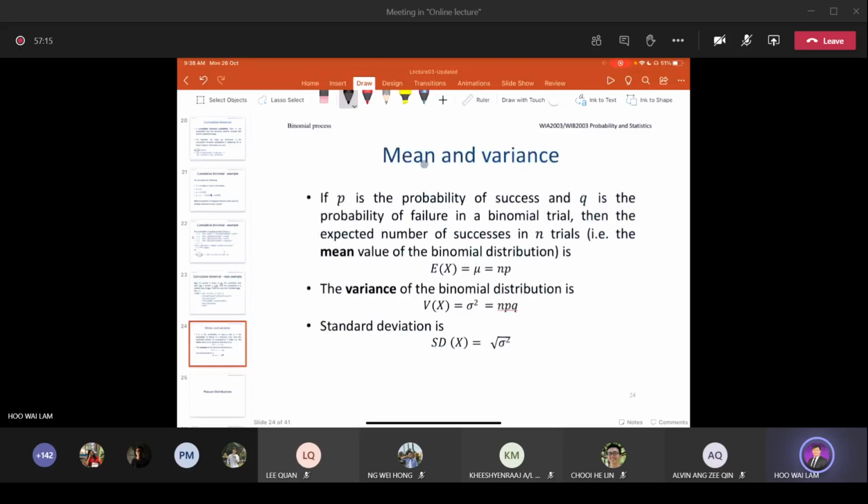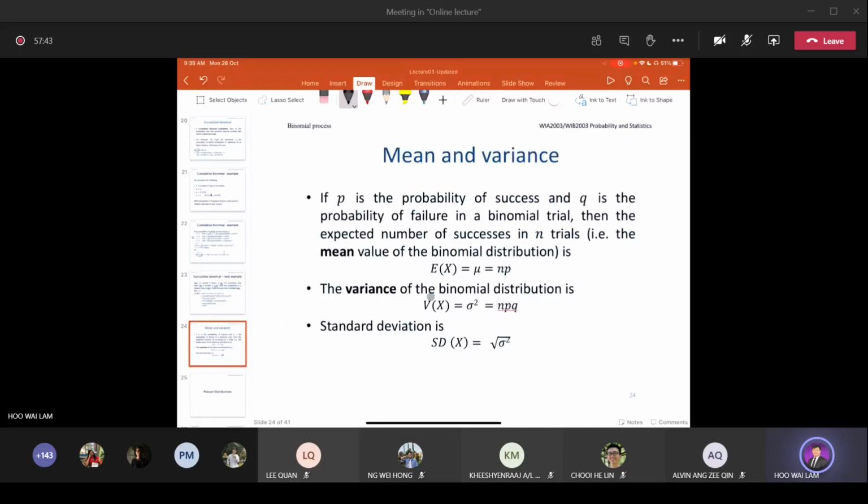And means and variance. If you still recall, we were talking about means and variance previously, on how they affect the shape of your probability distributions. In a binomial distribution, you have an easier way to calculate your expected value, which is your mean, by getting n times p. It will become your mean.